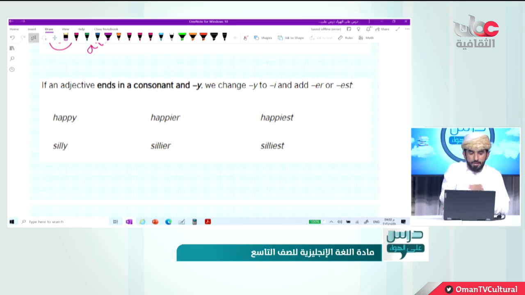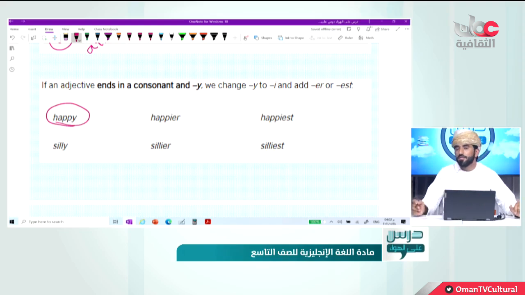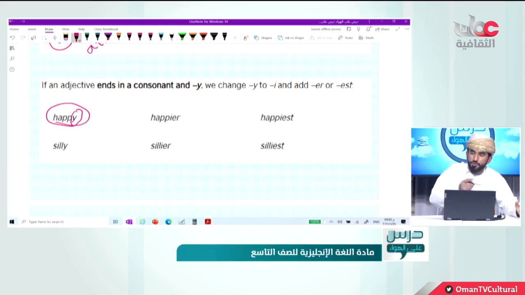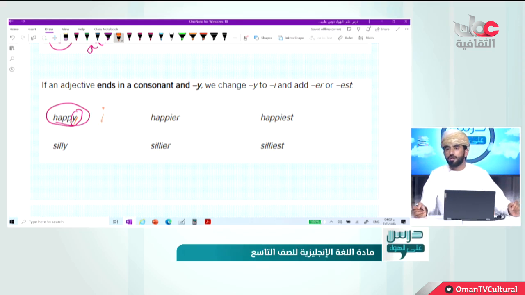Now focus with me. If an adjective ends in a consonant Y this time, this is another condition. Look at this one. Happy. It's an adjective. Ends with what? With consonant Y. Exactly. What should we do in order to compare two things using the same adjective, happy? Thank you so much, Group A. We should replace the Y. We should replace it by what? Exactly, by I. Very good. And then what should we do? We add ER then. Yes, look. Happier.